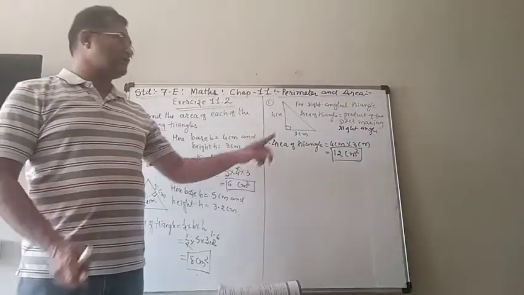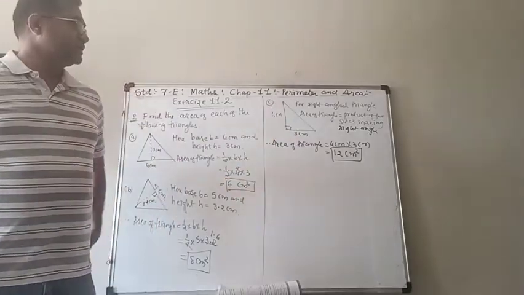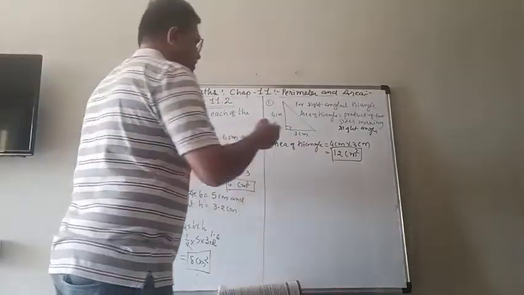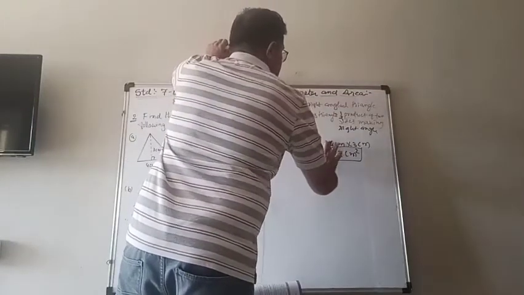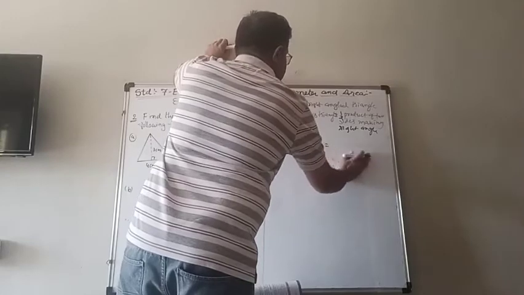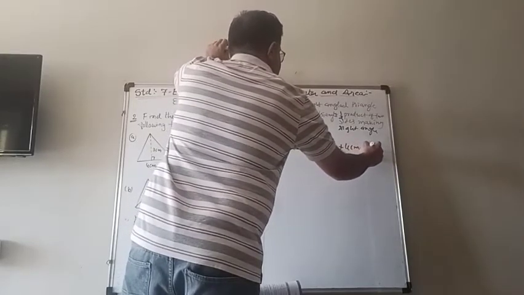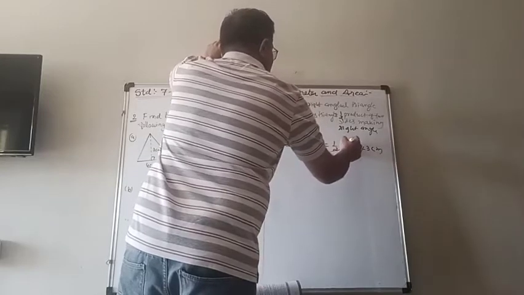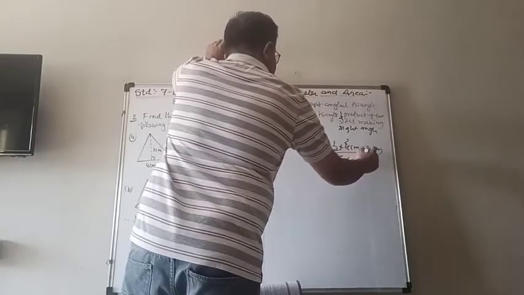So here any one side can be taken as base and the other side can be taken as height, but we forgot the 1 by 2 here. So the area is equal to 1 by 2 into 4 centimeter into 3 centimeter. So 3 2s are 6 centimeter square.